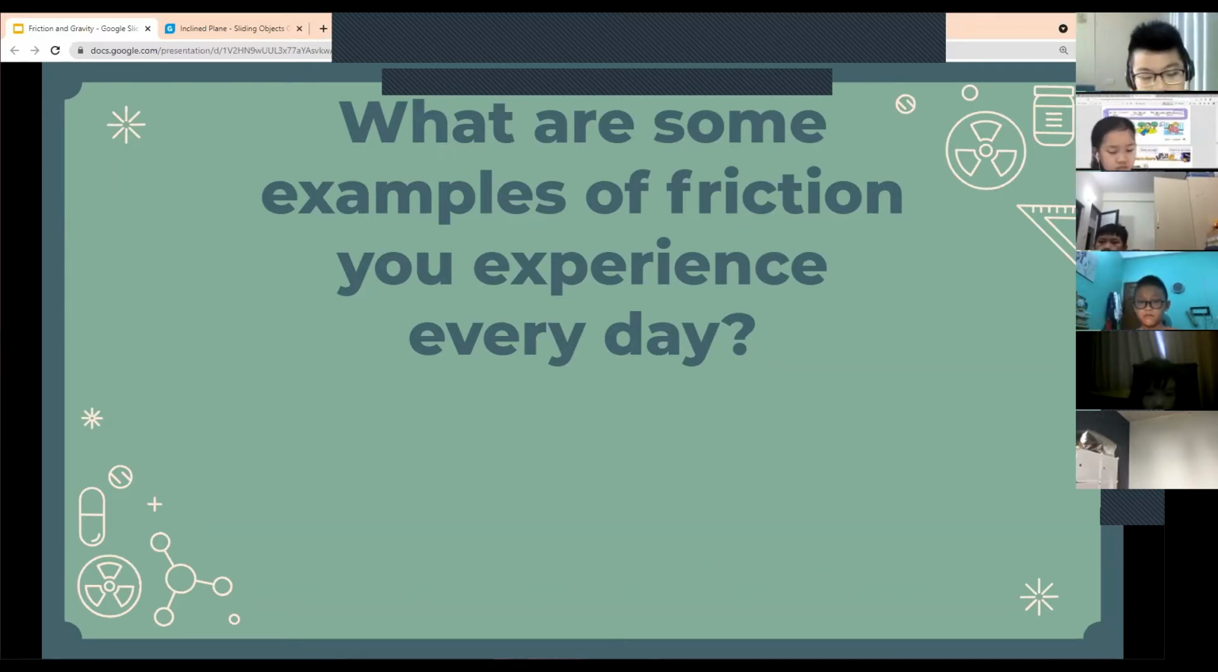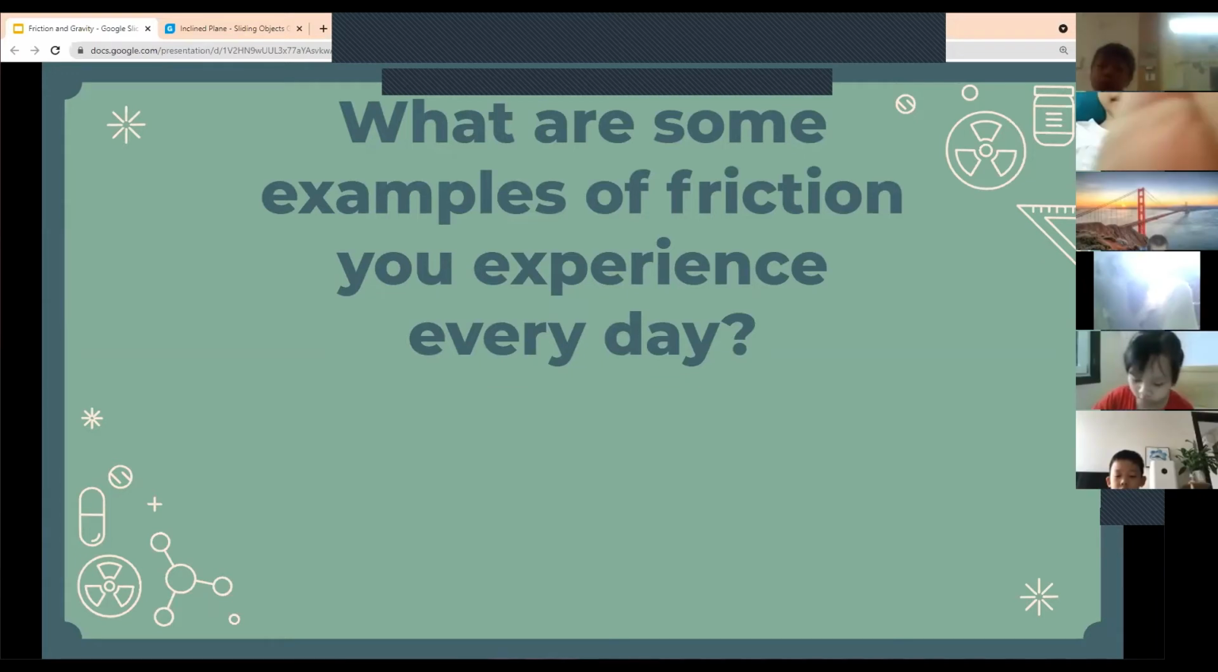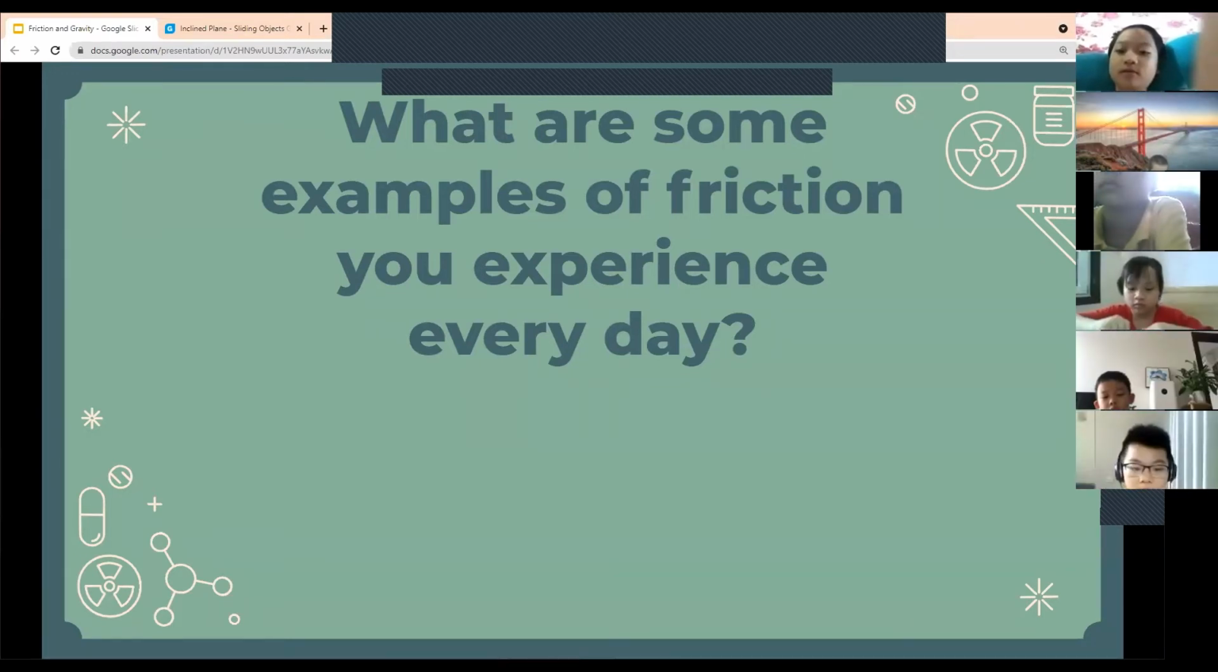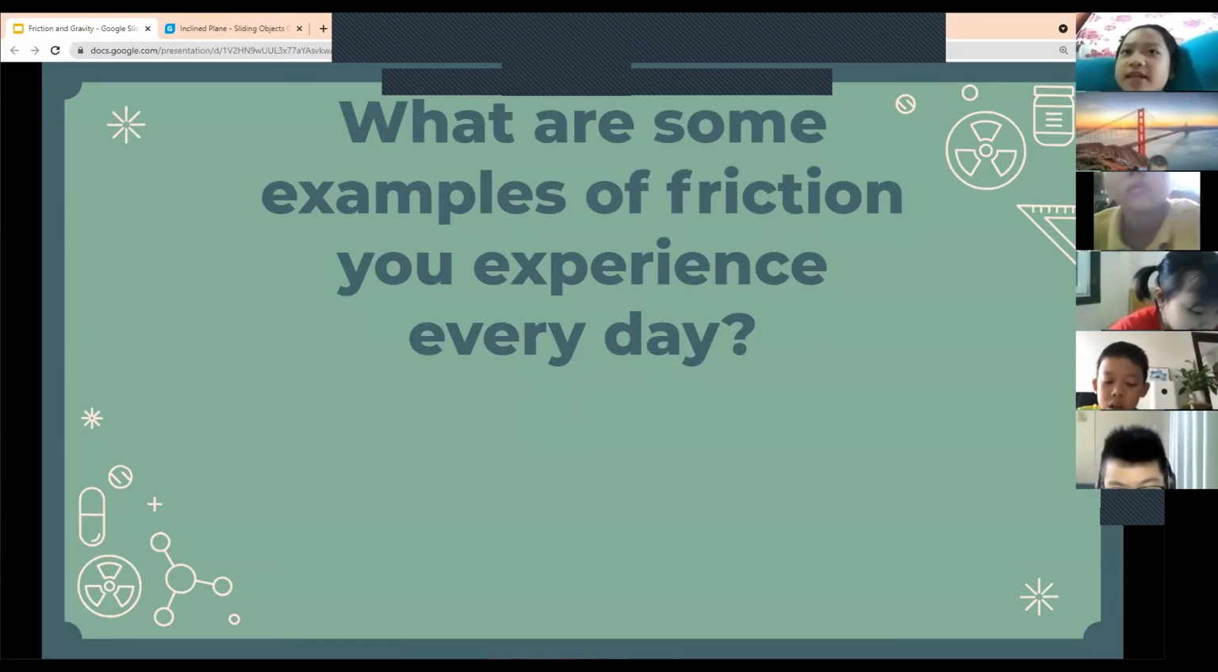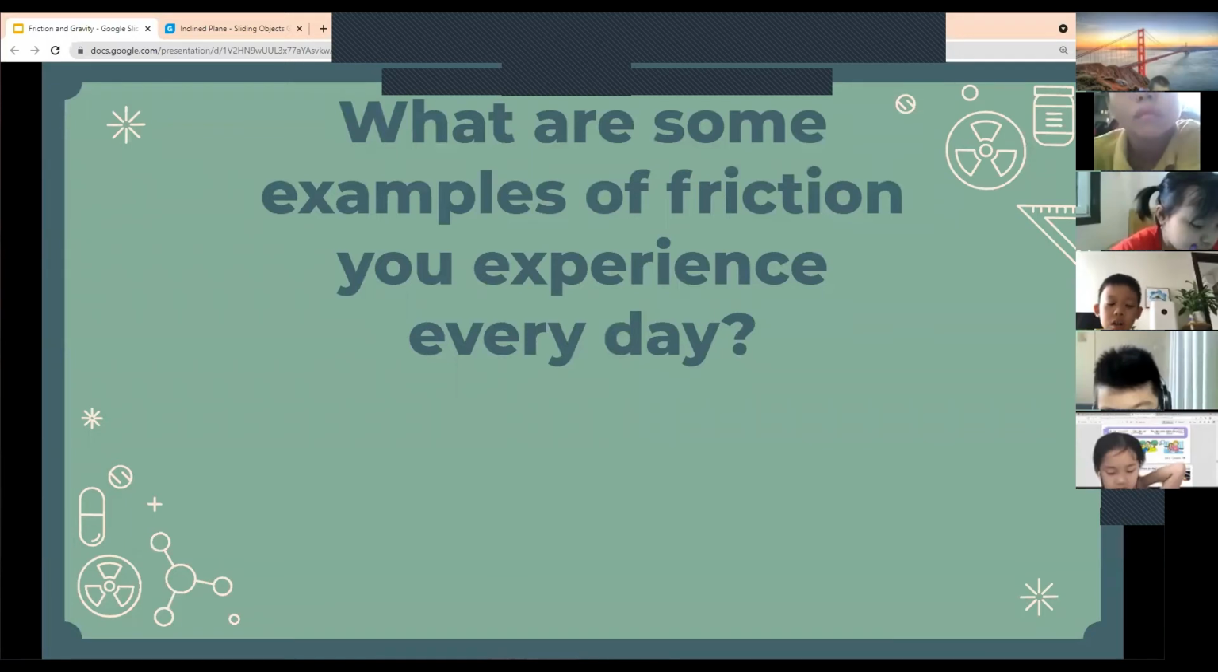Run. Run, exactly. And what do you use to run? What is touching the ground? Shoes. And what are they touching? What type of ground do you run on? I think it's brick. Okay, yeah, and that causes friction.